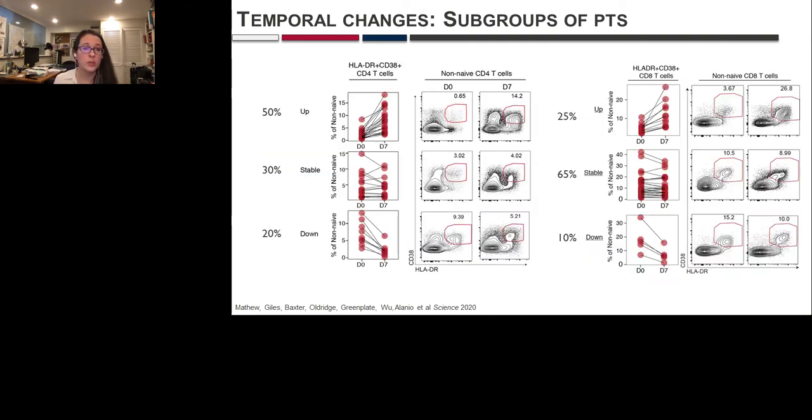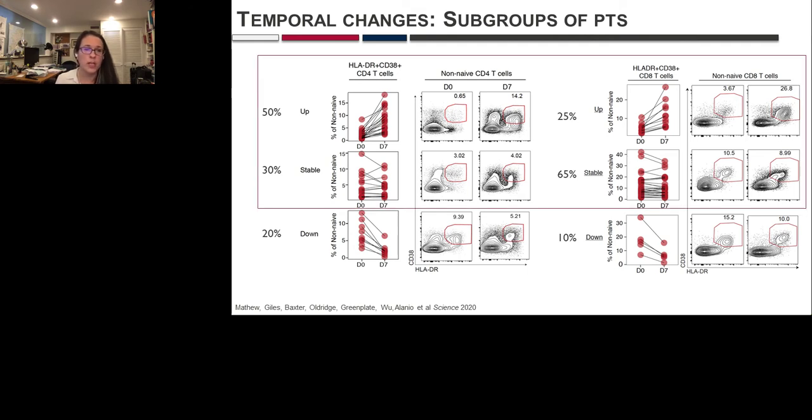We saw similar sorts of patterns in the T cell responses. On the left-hand side is the activated CD4 T cells, these DR38 positives, and on the right-hand side are the activated CD8 T cells. And again, on the top row, we can see some patients whose response is going up, in the middle, patients whose response is staying stable, and on the bottom, patients whose T cell responses are decreasing over time.